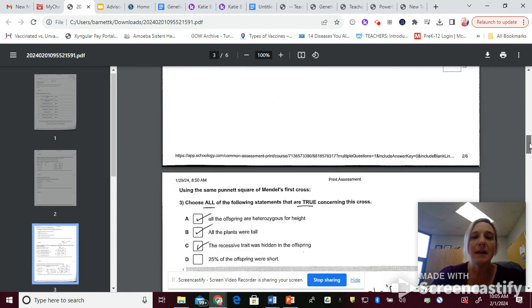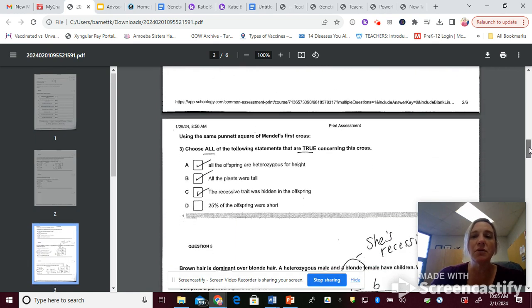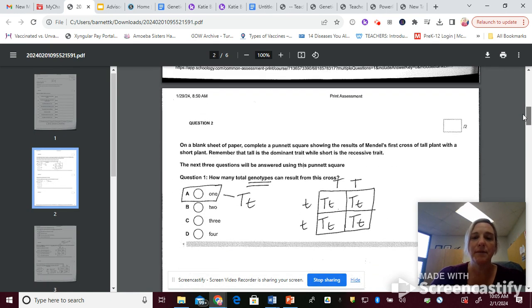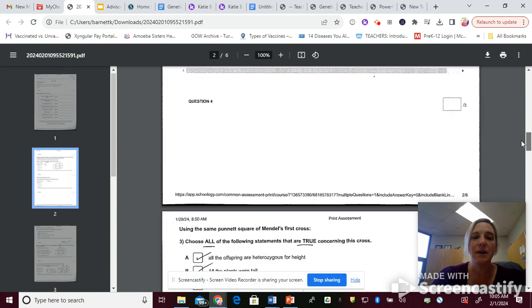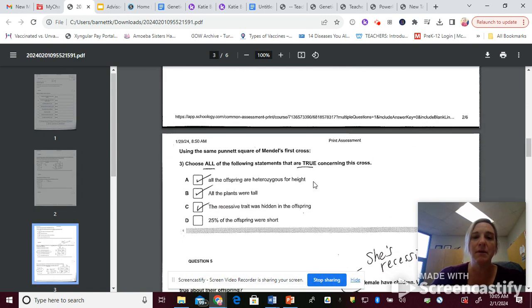Question 4 says choose all of the following that are true about this cross. Is it true that all the offspring were heterozygous? Yes, they're all big T, little t. Were they all tall? Yes. Was the recessive trait hidden? Yes, because they all were a carrier. They all carried a little t. Were 25% of the offspring short?